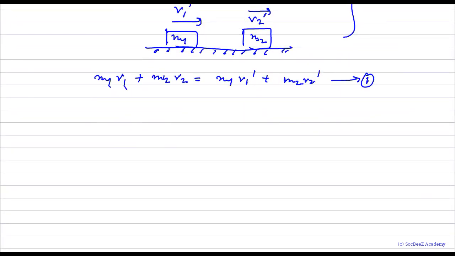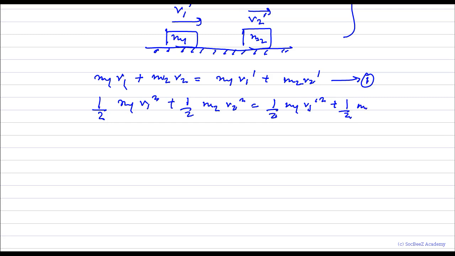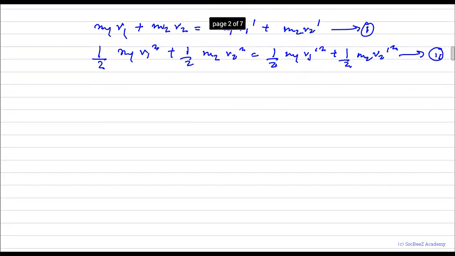So, my second equation would be that of the conservation of kinetic energy. That isn't a law actually. So, I'll write down half m1 v1 square plus half m2 v2 square, which must be equal to half m1 v1 dash square plus half m2 v2 dash square. This is my second expression. On solving these two expressions, I'll get the expressions of v1 dash and v2 dash in terms of v1, v2, m1 and m2.